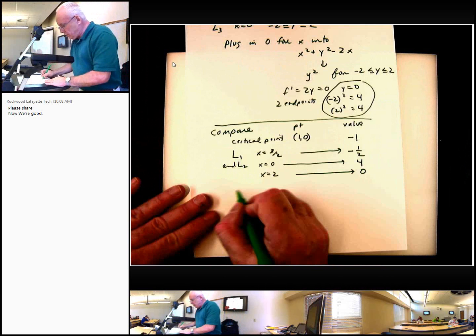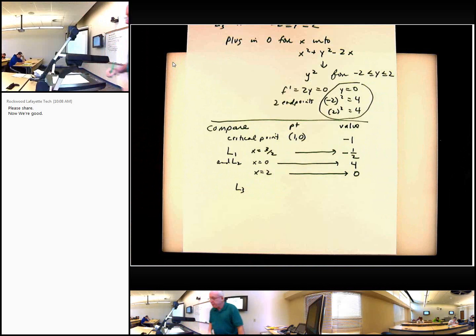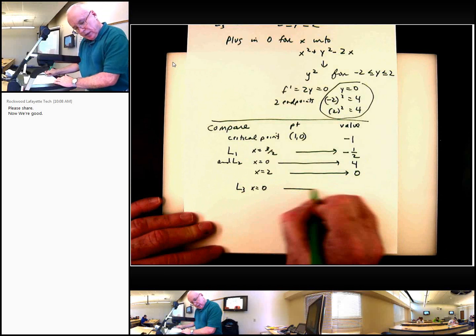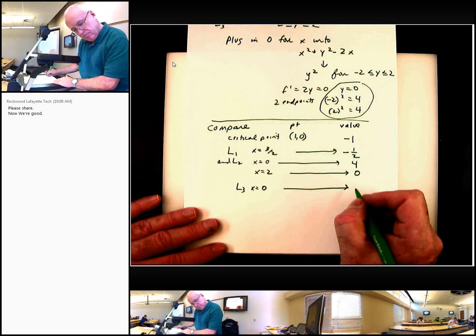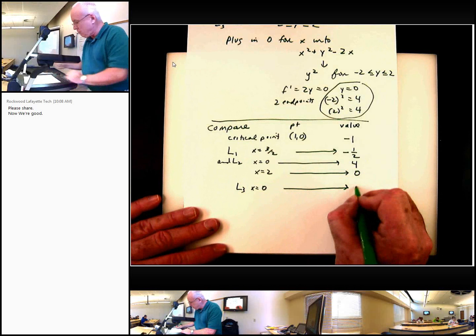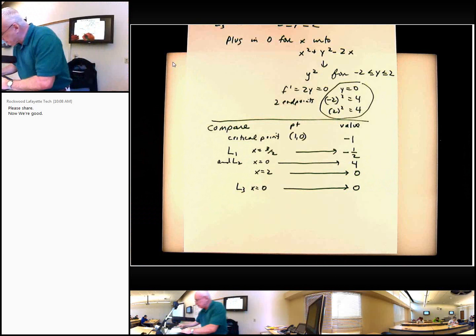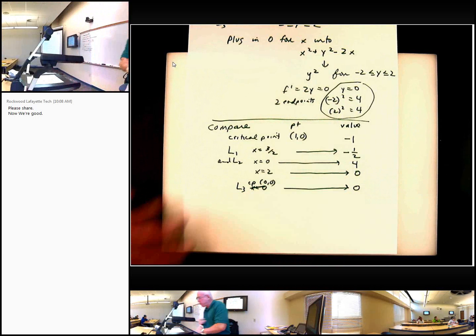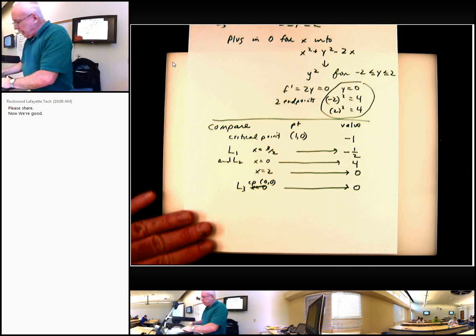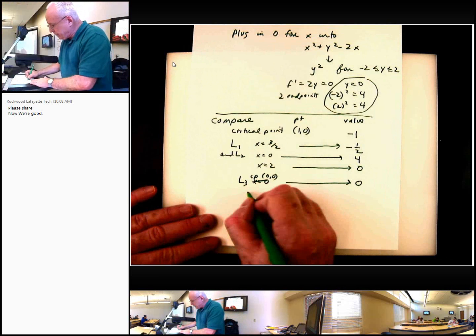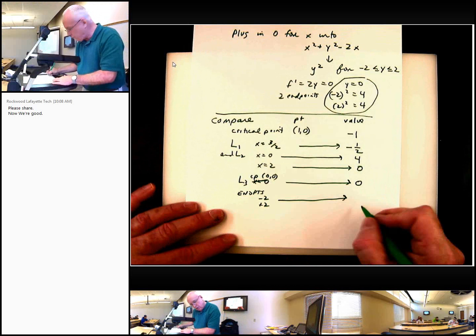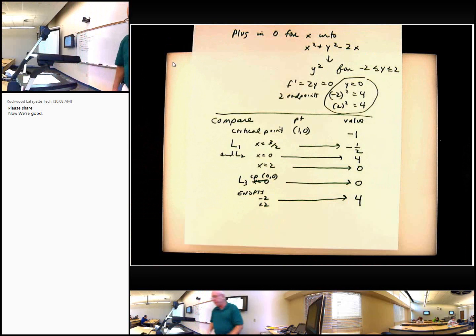And then finally, we look at our third line, L3, and our critical point was x equals 0, and we got a y value of 0 at the critical point. Critical point (0, 0), sorry. And then at the endpoints, we had endpoints -2 and +2. They both gave us the same value of 4. All right. Okay.